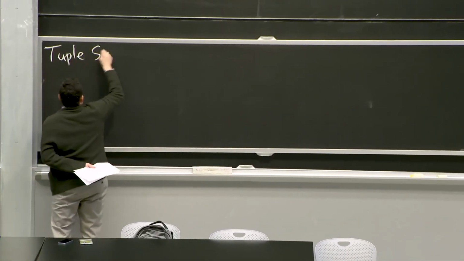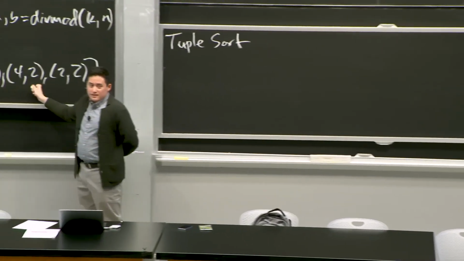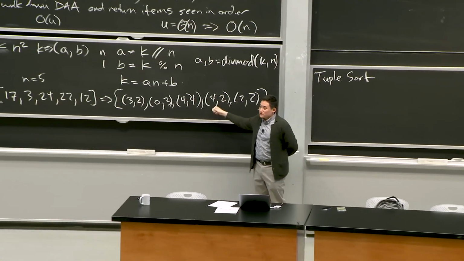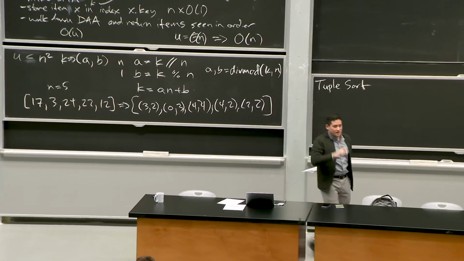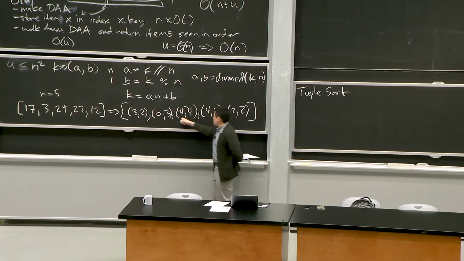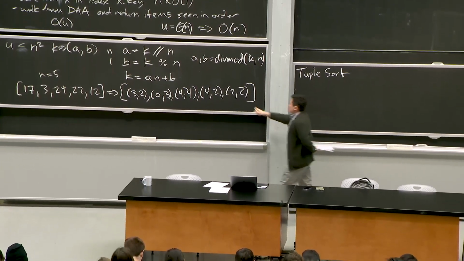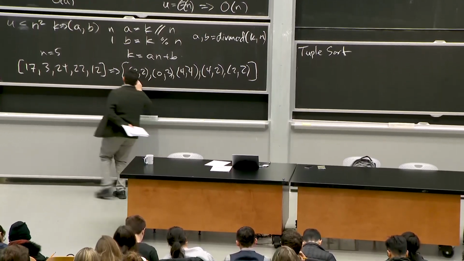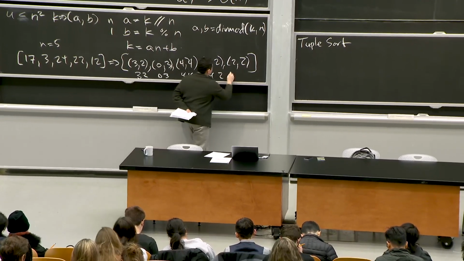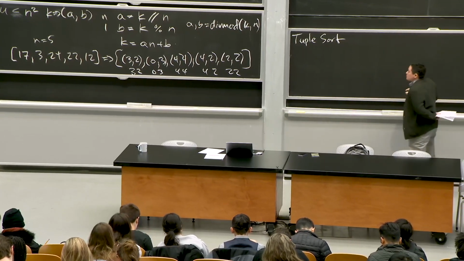Tuple sort. Let's start by sorting these things by least significant first, and then, no, most significant first, and then least significant. That was the first thing I asked you, right? These are the most significant things, the first ones, and these are the less significant things. Instead of writing it as tuples, I'm going to write them as 32, 0, 3, 44, 42, 22. Is everyone cool with that? This is just base 5 representation, okay?